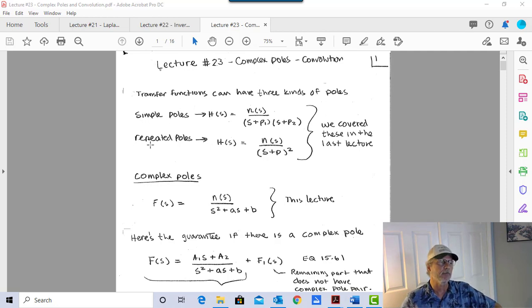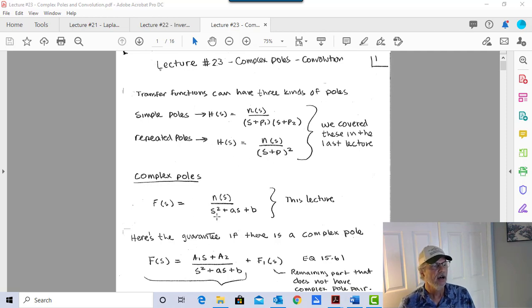Our second type of poles are repeated poles. And these are poles where the pole is just squared or cubed or something like that. And we found in the last lecture that the residue method gets a little bit ugly here. And at least for me, I really prefer to use the method of algebra here. But now let's look at the third kind of pole that we can encounter in a transfer function.